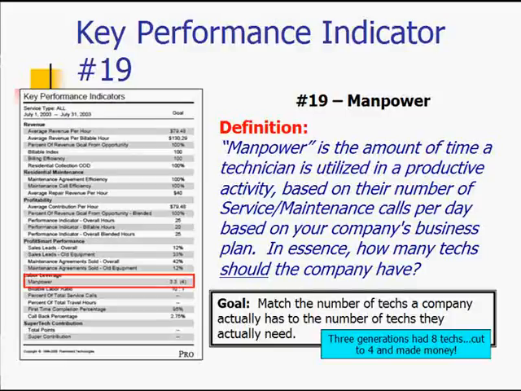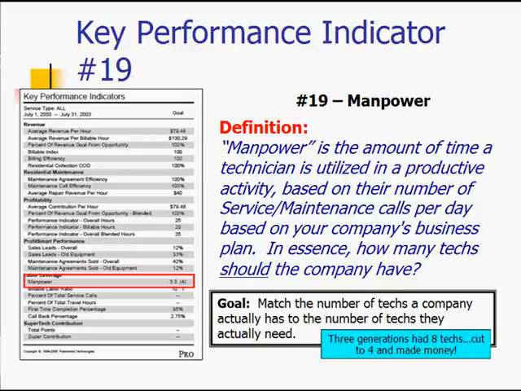Key performance indicator number 19, manpower. Manpower is the amount of time a technician is utilized in a productive activity based on the number of service or maintenance calls per day. In essence, do we have the right number of techs? You'll notice that the report on the left says 4 is how many technicians we actually have, but what it's telling us is we only really had enough work that month for 3.3 technicians. Now, obviously, we don't want to make some quick assumptions here and get rid of a half of a tech, which we couldn't do anyway.